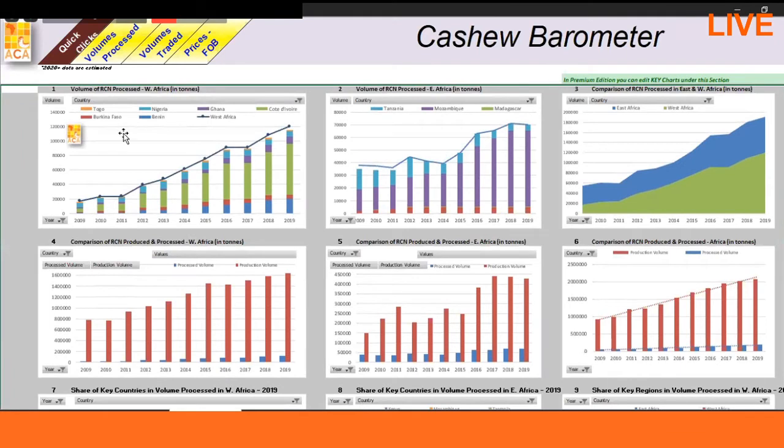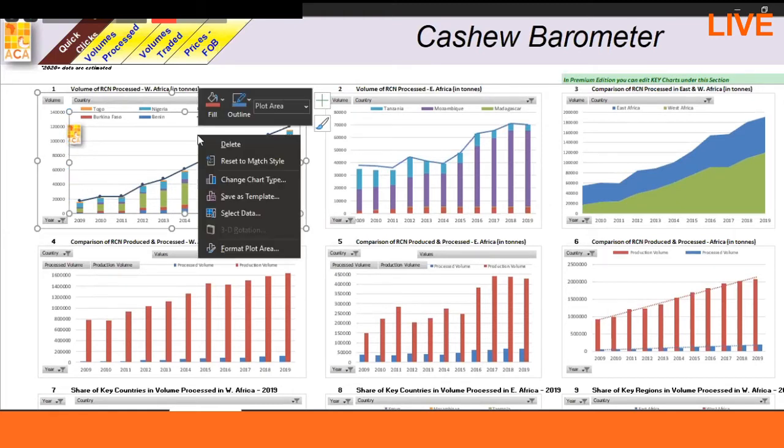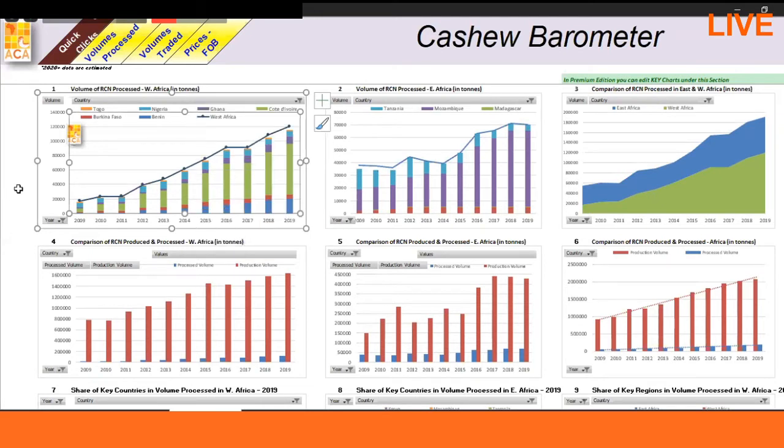So when we take the volume processed, we have for West Africa the countries that are producing or processing cashew, and also what volumes are being processed in each country. So it's possible to have the chart in this way. And by the way, you can always change the type of chart which is in there. So you can change the chart type so that you can have a different view other than what is here. We allow for that functionality so that people can be more flexible in the kind of reports they want to prepare, and also to be able to do more analysis out of it.